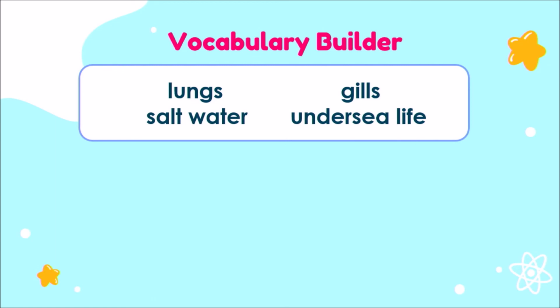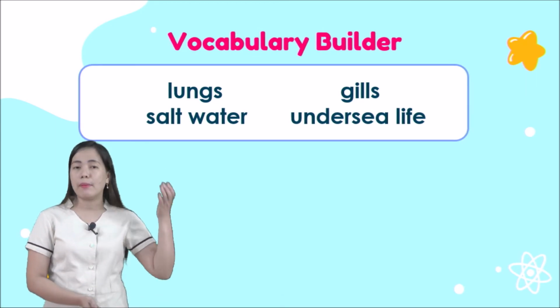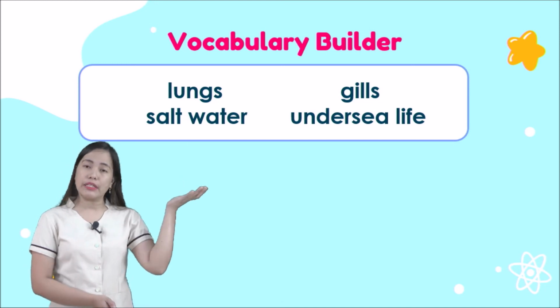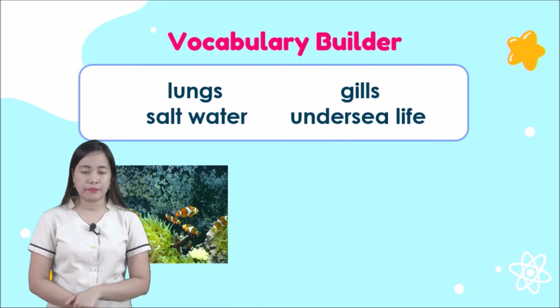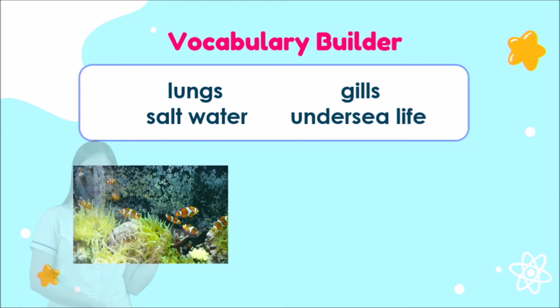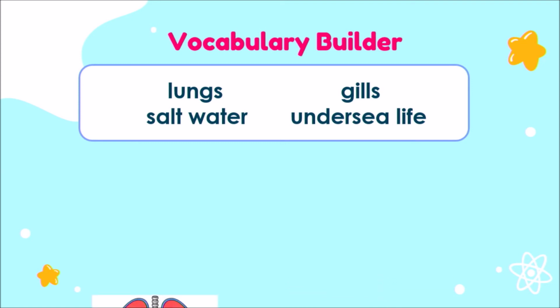And now for our vocabulary builder. Here are your choices. You have lungs, salt water, gills, and undersea life. The first one. Look at the picture. The meaning is plants and animals under the sea. What do you call that? Very good. Undersea life.